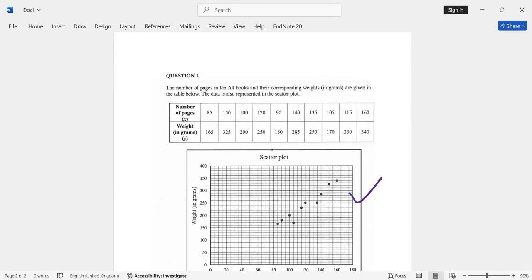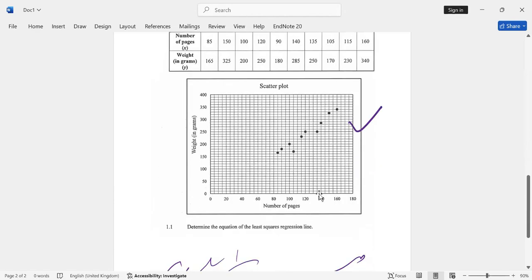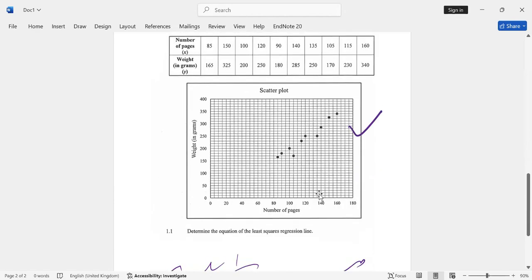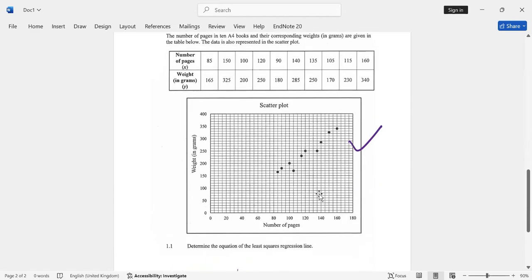We have the number of pages X and the weight in grams Y. The number of pages runs from 85 to 160, and the weight in grams from 165 to 340, and this is the scatter plot. The first question, question 1.1: Determine the equation of the least squares regression line.